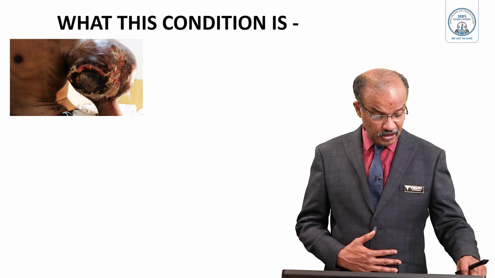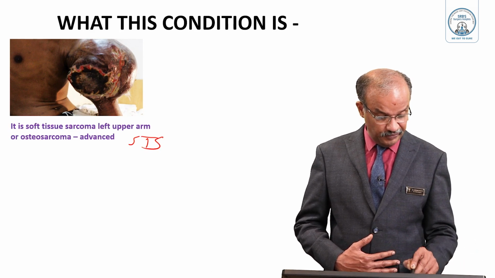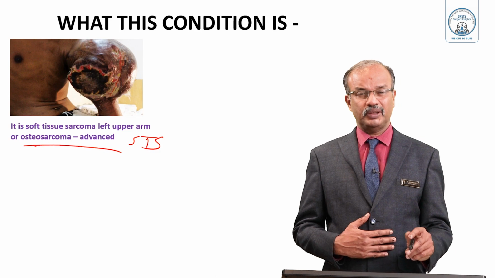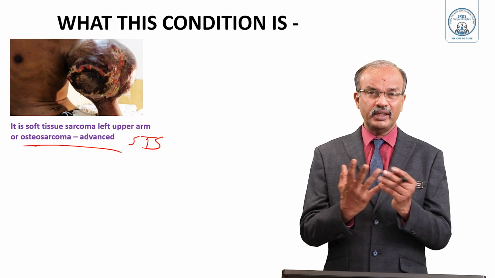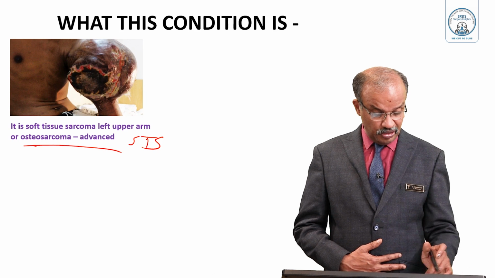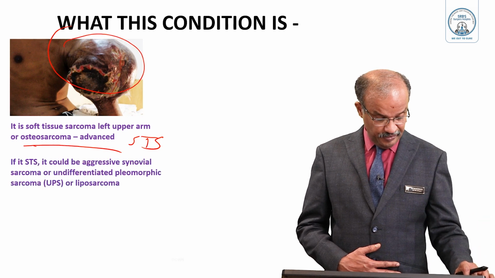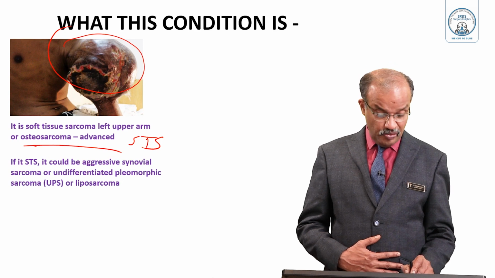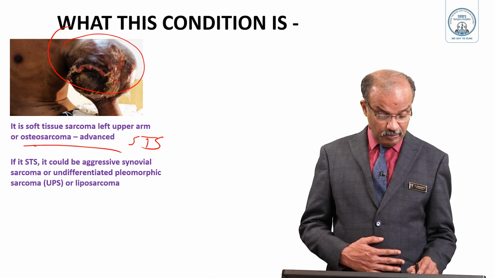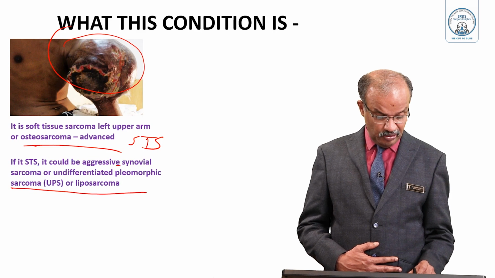First thing you think of is soft tissue sarcoma of the left arm, STS, or advanced osteosarcoma, because once it is fixed everywhere, it is difficult to differentiate. Only biopsy will confirm the diagnosis. So it's a very advanced soft tissue sarcoma, or one of the sarcomas as such. So it is STS, could be aggressive synovial sarcoma, or maybe undifferentiated pleomorphic sarcoma or liposarcoma, whatever the type.